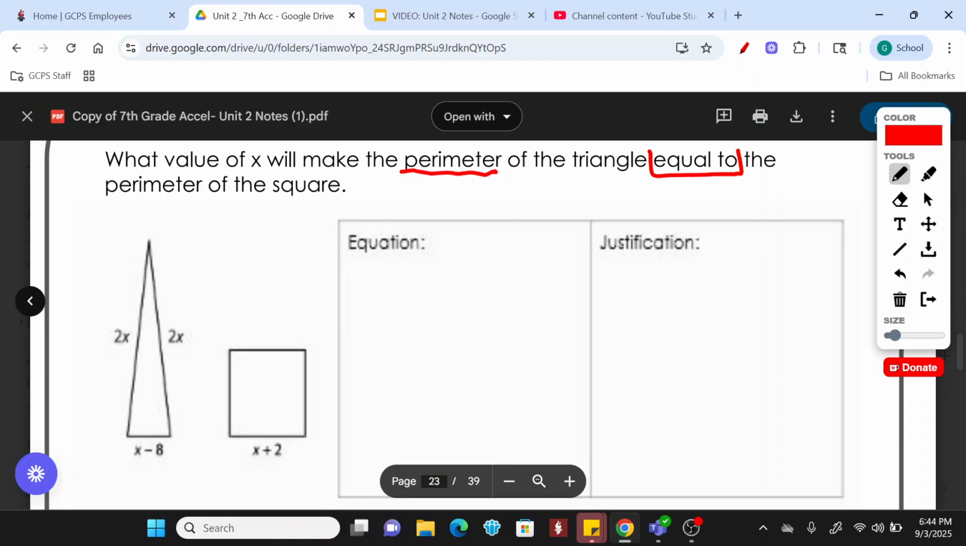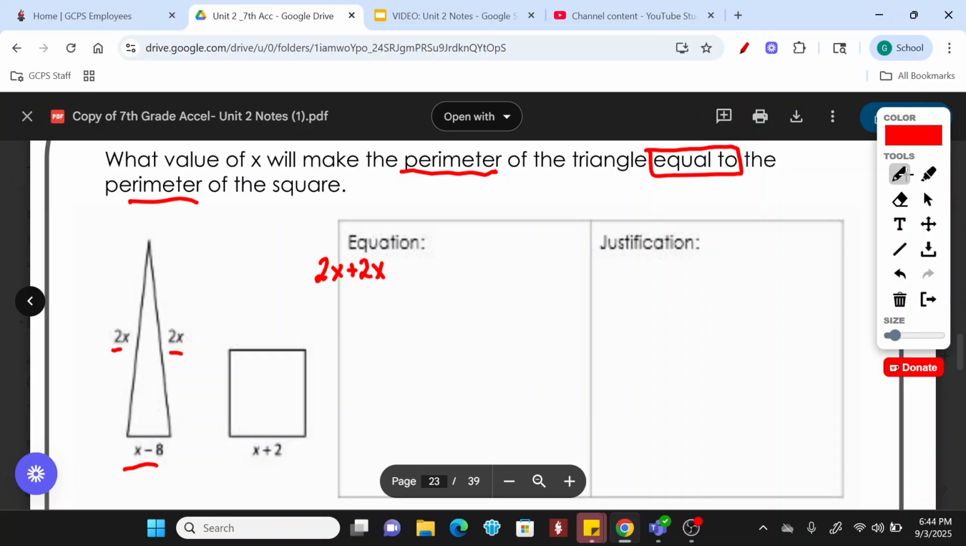So let's look at my triangle. I have 2x, 2x, and x minus 8. So I need to add all of these sides together. So 2x plus 2x plus x minus 8. That is all the sides of this triangle, okay?